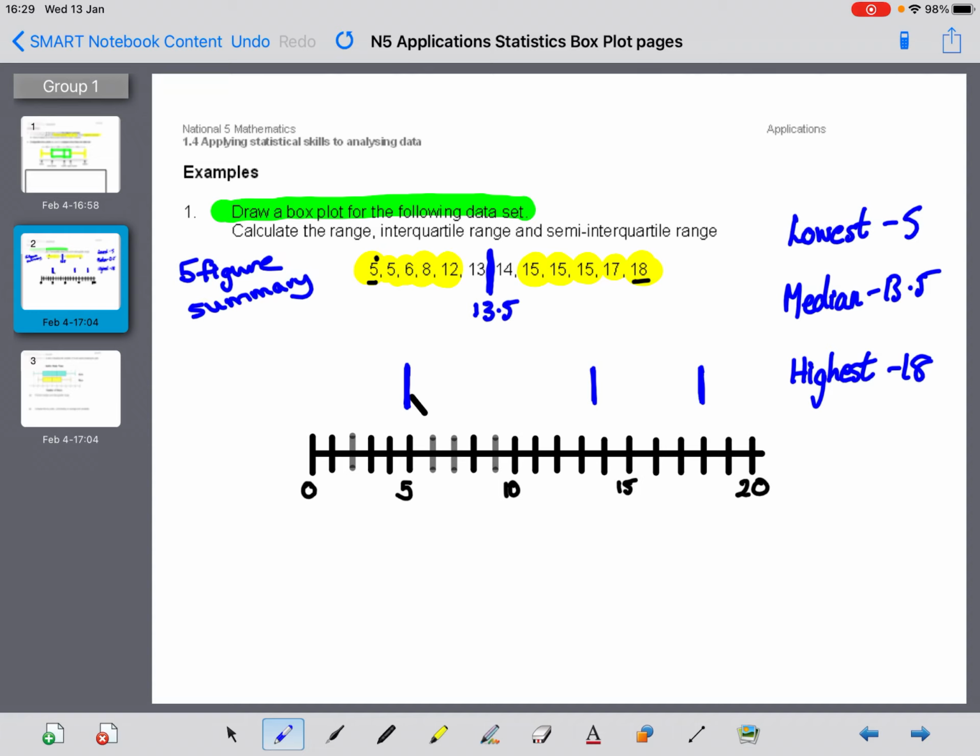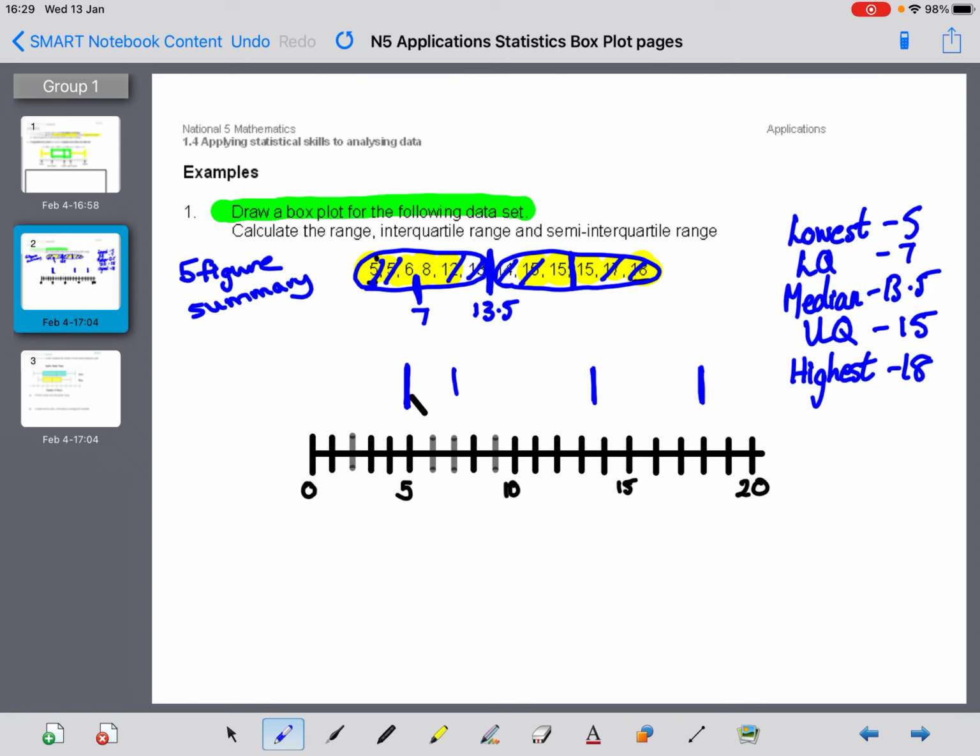Let's look at the bottom section that we're left with here. One from the bottom, one from the top, one from the bottom, one from the top, and the middle is going to be between 6 and 8. Halfway between 6 and 8 is 7. So our lower quartile is 7. And up here, one from the bottom, one from the top, one from the bottom, one from the top. Halfway between 15 and 15 is 15. So that's our upper quartile. So we have 5, 6, 7, upper quartile 15.